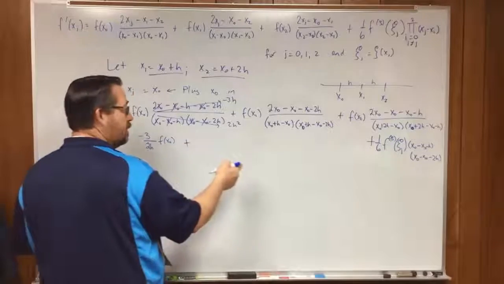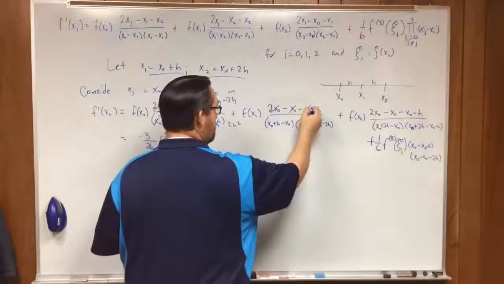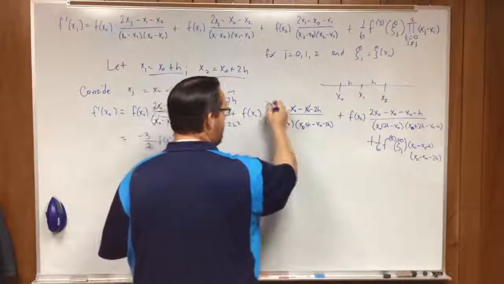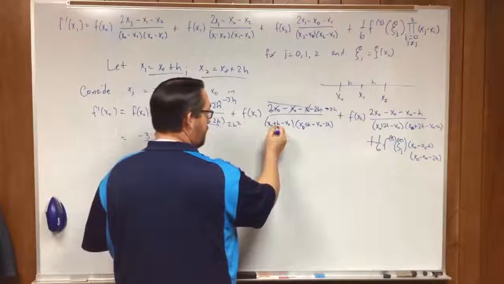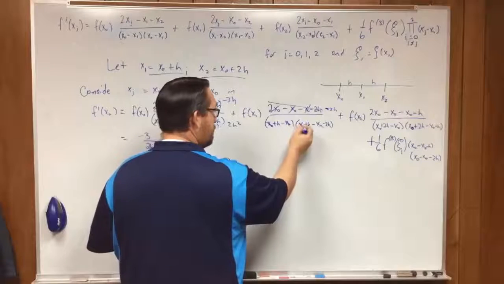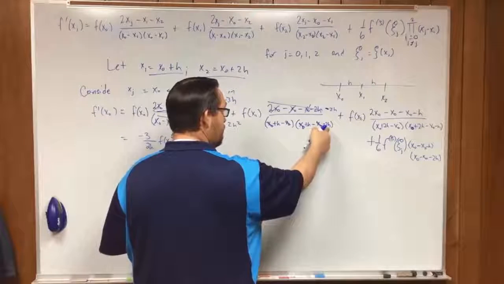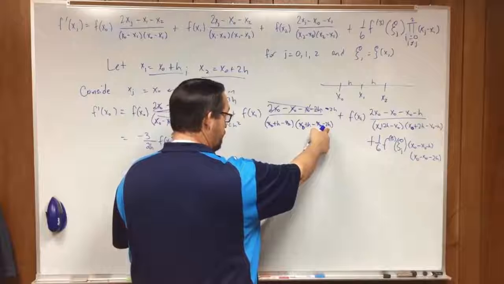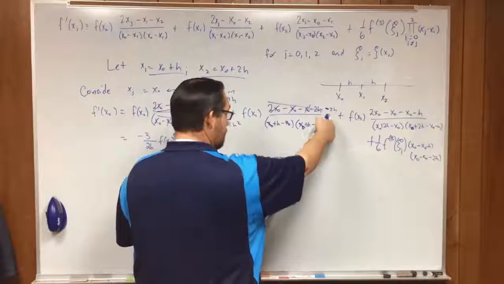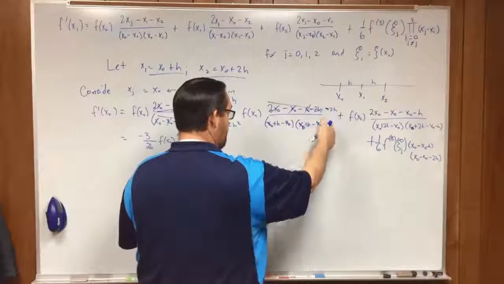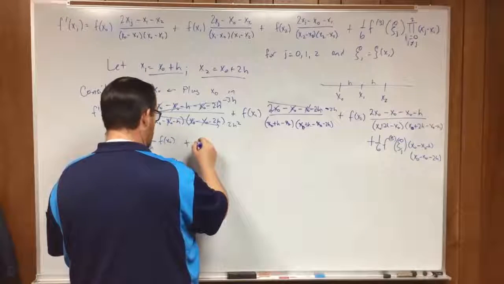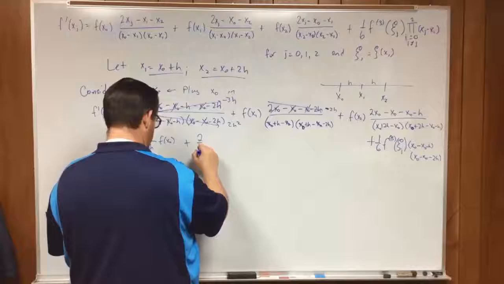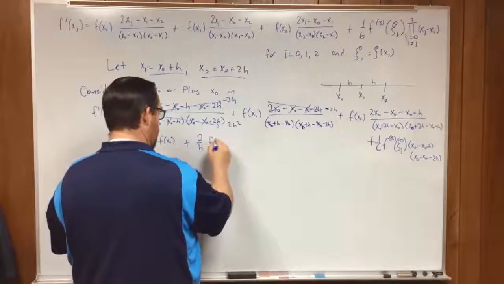plus, okay, this one, the x naught's again gone, so you get a minus 2h on top. Okay, this is gone, so that's h. This is gone, so that's minus h, right? So the minus over the minus cancel, the h over the h squared cancel, and what you're left with is just a 2 over h f of x1.